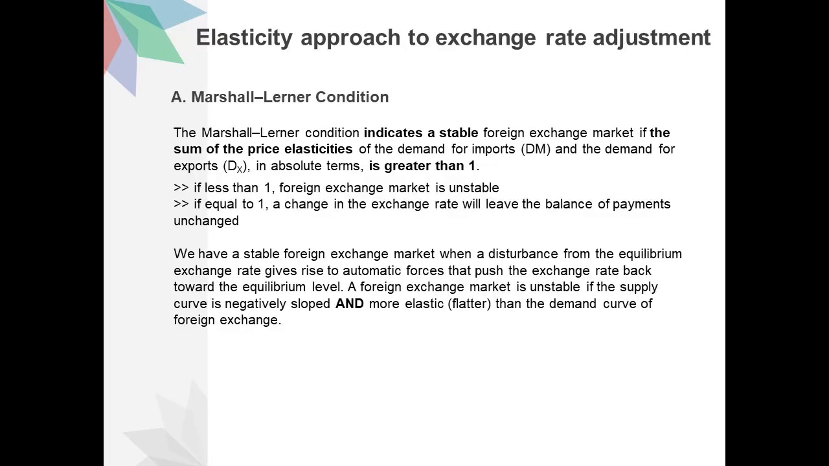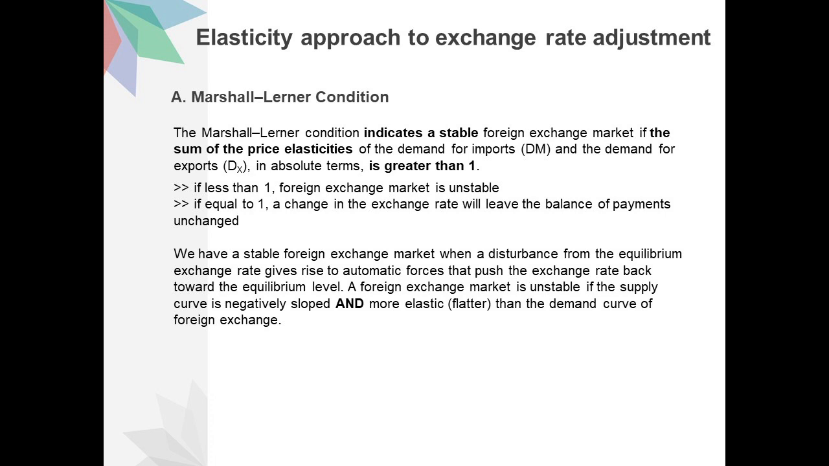Elasticity approach to exchange rate adjustment. A. Marshall-Lerner condition. The Marshall-Lerner condition indicates a stable foreign exchange market if the sum of the price elasticities of the demand for imports, DM, and the demand for exports, DX, in absolute terms, is greater than 1. If less than 1, the foreign exchange market is unstable. If equal to 1, a change in the exchange rate will leave the balance of payments unchanged.